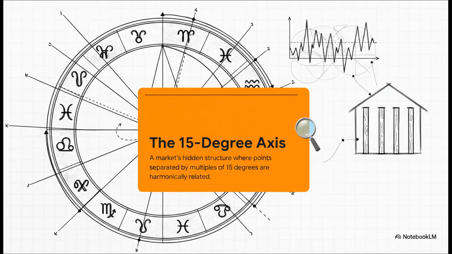So the natural question is, how do you find it? Well, the tool is something called the 15-degree axis. I love this analogy. It's kind of like using a stud finder on a wall. The price chart looks like a random, chaotic mess, but this tool finds the hidden structure underneath. It shows you that specific points on that 360-degree zodiac wheel are all connected, like they're singing the same note.